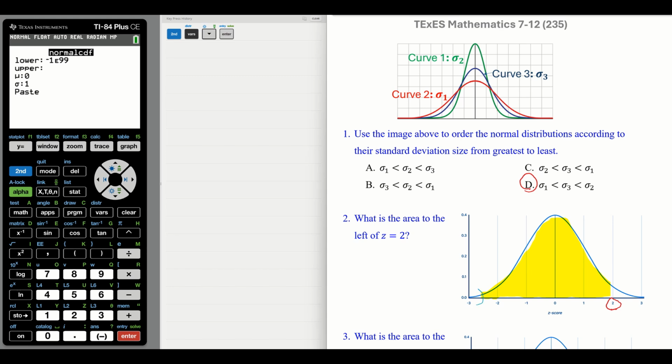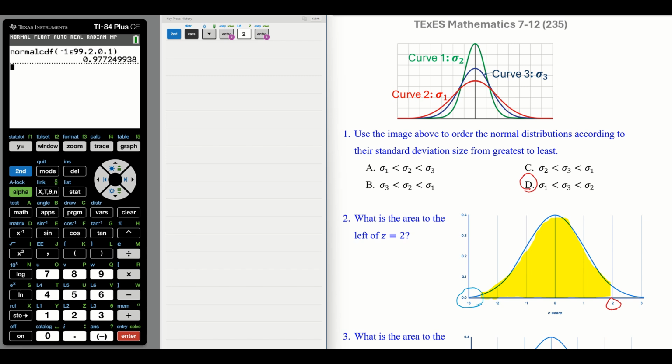That would be saying, okay, here's your low end. Now your 2 is your upper end. So that's convenient. And we can just say enter, put 2. Notice it's a positive 2. And our mean, or mu, is still going to be 0 because we're talking about the normal distribution. And we still have a standard deviation of 1 because it's normal. Enter, enter. And that is correct.